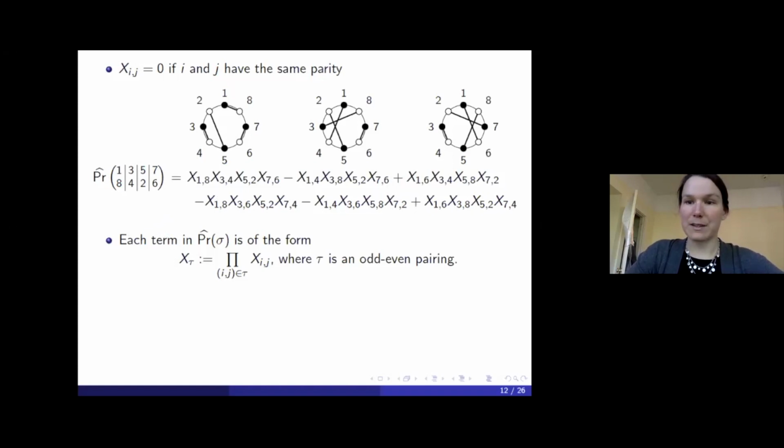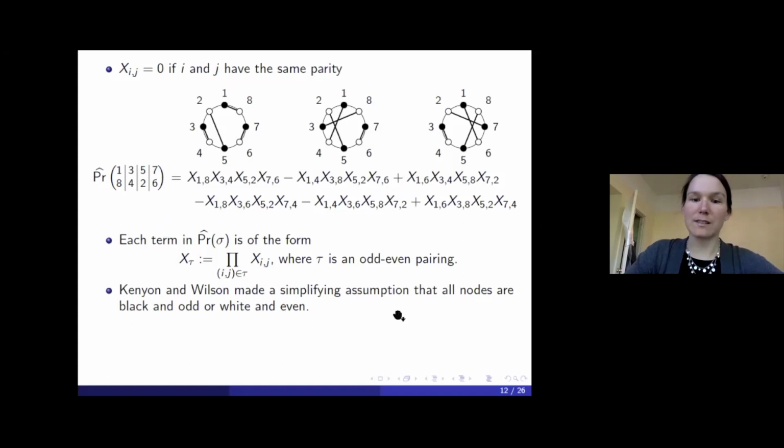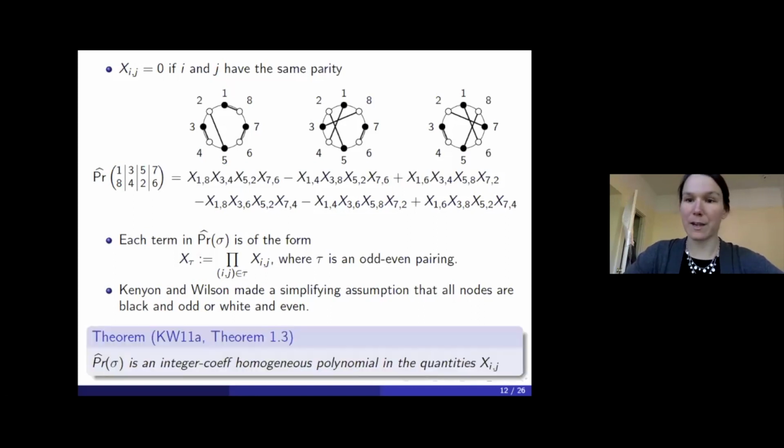Maybe something you've noticed is that in all of the examples I've shown, the nodes alternate black and white. That's because at the beginning of their paper, Kenyon and Wilson make a simplifying assumption that all their nodes are either black and odd or white and even. This ends up being really important, and we'll come back to that later. So Kenyon and Wilson proved that this quantity PR hat is always an integer coefficient homogeneous polynomial in the quantities xij.